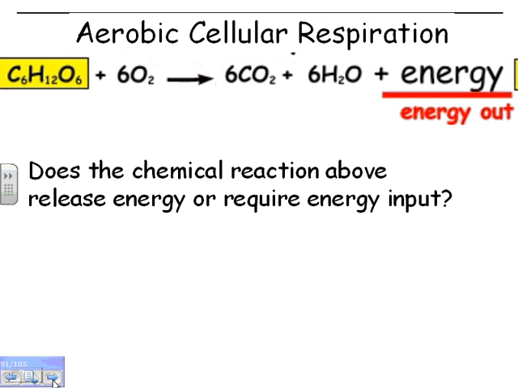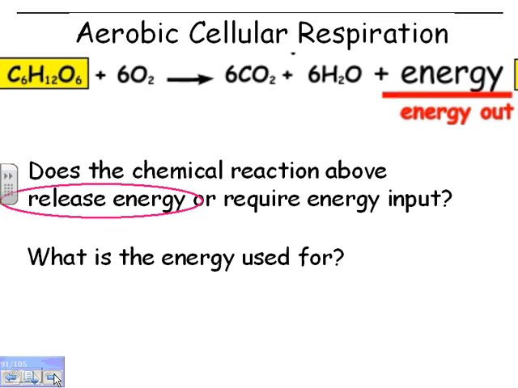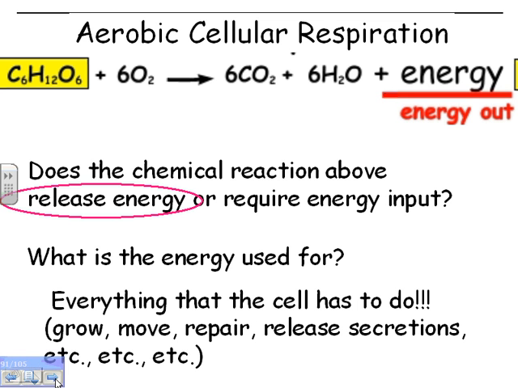So does the chemical reaction above release energy or require energy input? You're getting energy at the end, so that means you're releasing energy. What is this energy used for? It is used for everything that you need. Everything that the cell has to do, if you grow, move, repair something, release secretions, whatever it is, move something across the cell membrane, everything that you do in your body that requires energy is going to be gotten through this ATP.